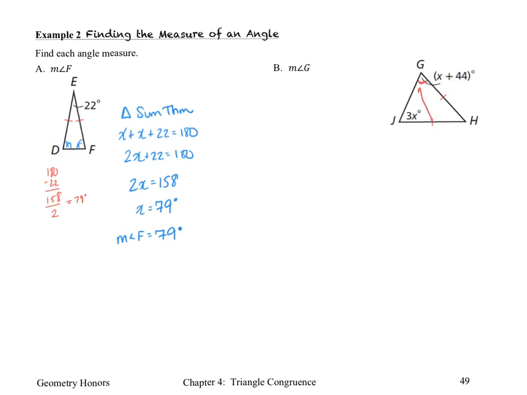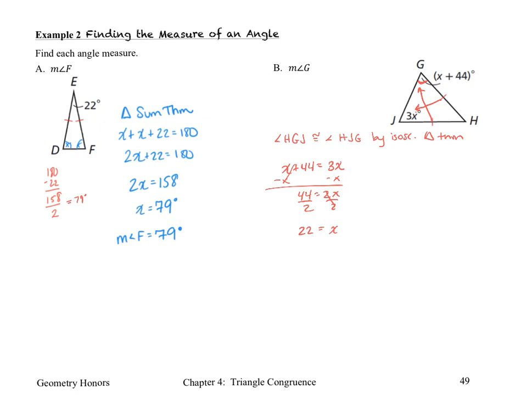Okay, for the measure of angle G now. Notice that my base angles across from the congruent sides are also congruent because of the isosceles triangle theorem. So I know that angle HGJ is congruent to angle HJG by the isosceles triangle theorem, where if the two sides are congruent, then the base angles are congruent. And so I can set these equal to each other. So x plus 44 is equal to 3x. And to solve, I could subtract x from both sides. So we have 44 equals 2x. Divide both sides by 2, and x equals 22.